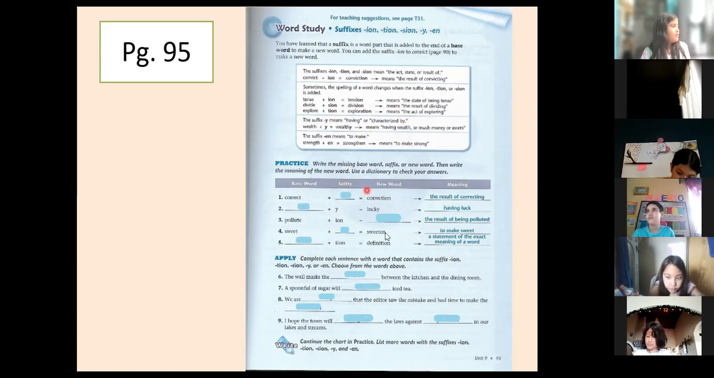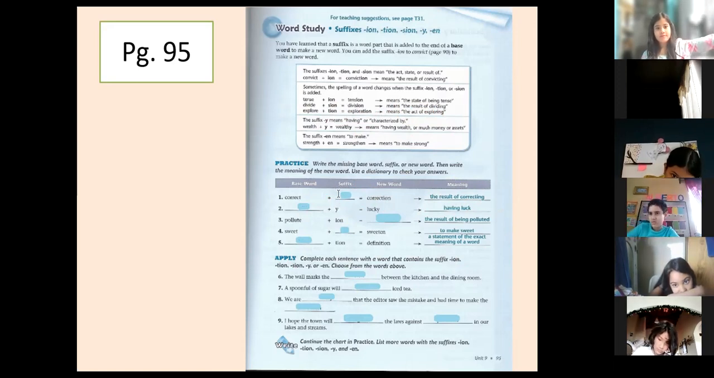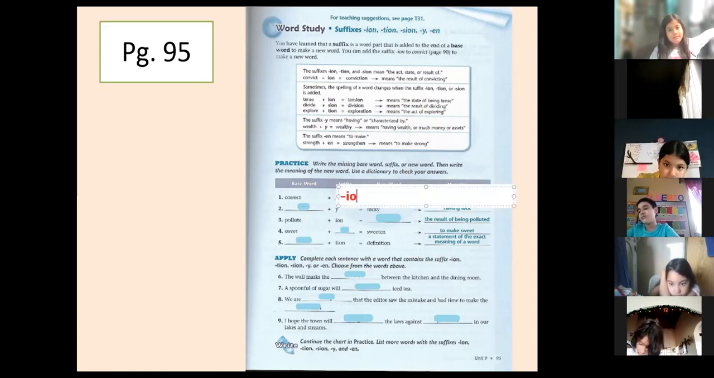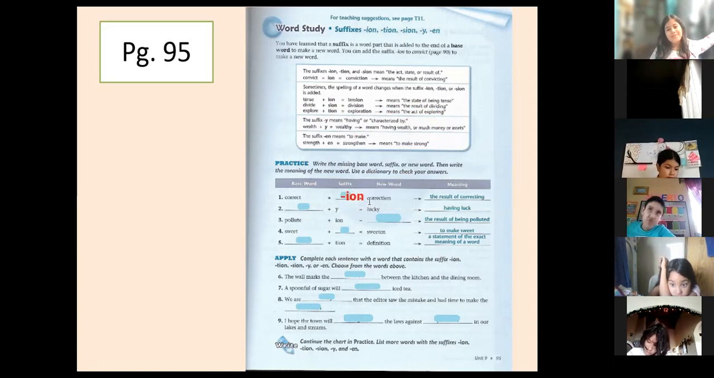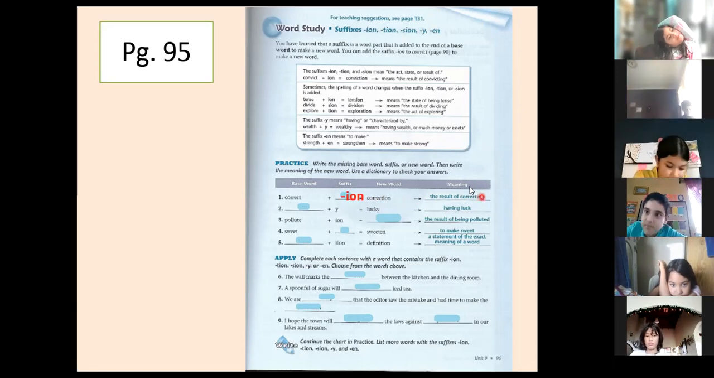So we're going to write the suffix that is missing on the base word. I already gave the meaning. For example, number 1, correct plus blank equals correction. It means the result of correcting. What is the suffix that is missing here, class? Just the suffix. Give me the letters that we need to write down. Correct plus ion. Correction. We have the suffix ion. We use that to create correction. It means the result of correcting.